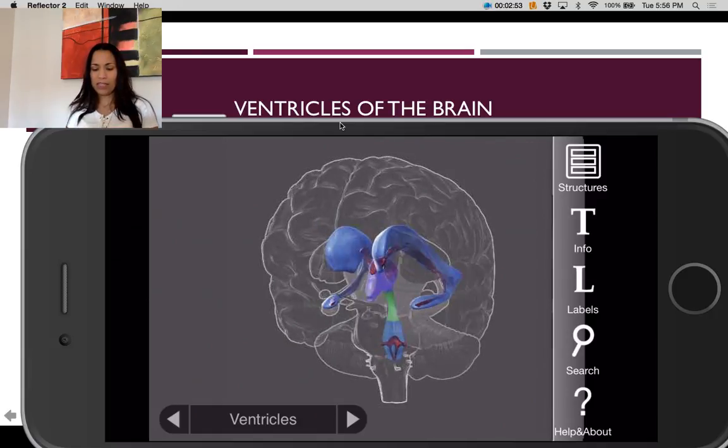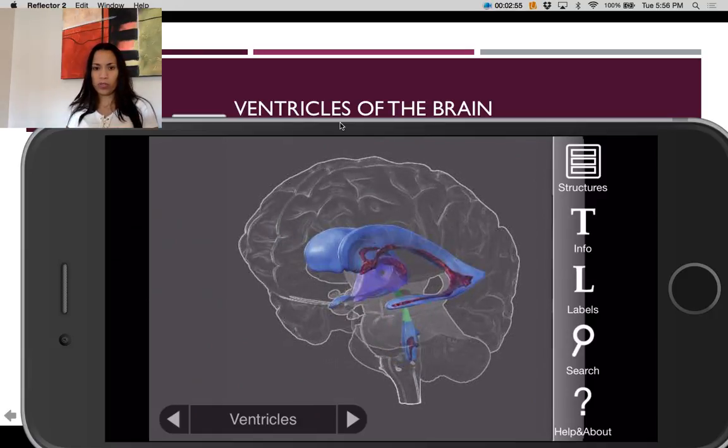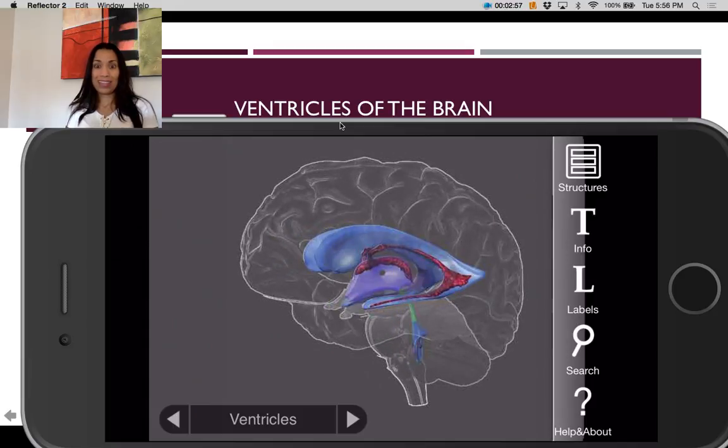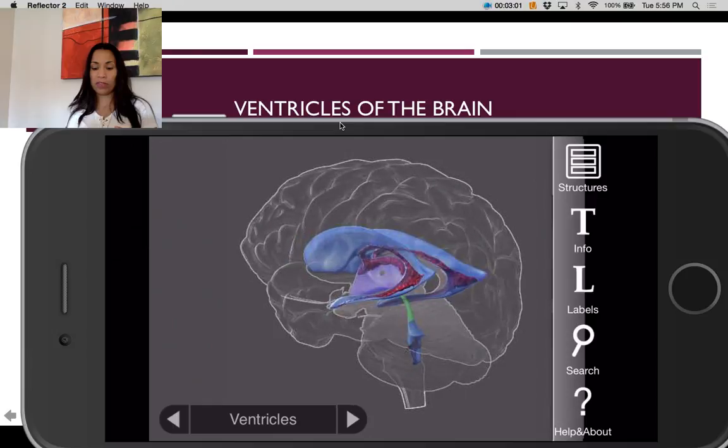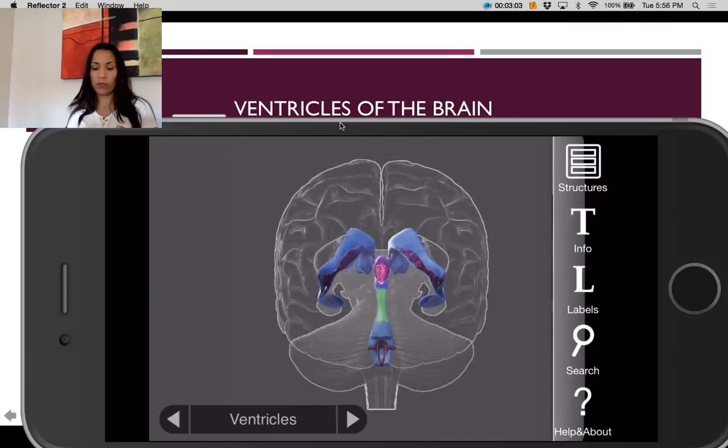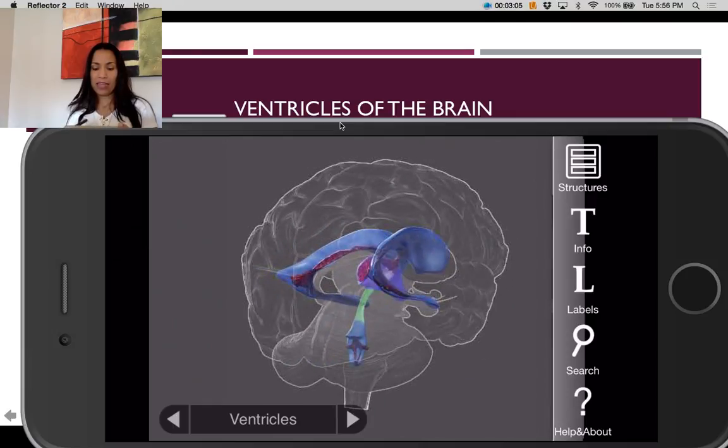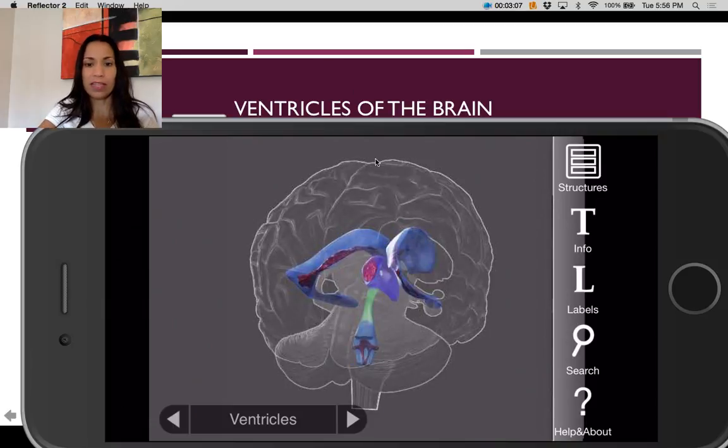Then we have, see that they look like those horns? Those are cavities or chambers. Inside, they are filled with cerebrospinal fluid. And you can see in here, this is like a posterior view, well, diagonal. We have one on either cerebral hemisphere. These are two. We have another one in here. This is the third. And this one is the fourth ventricle.